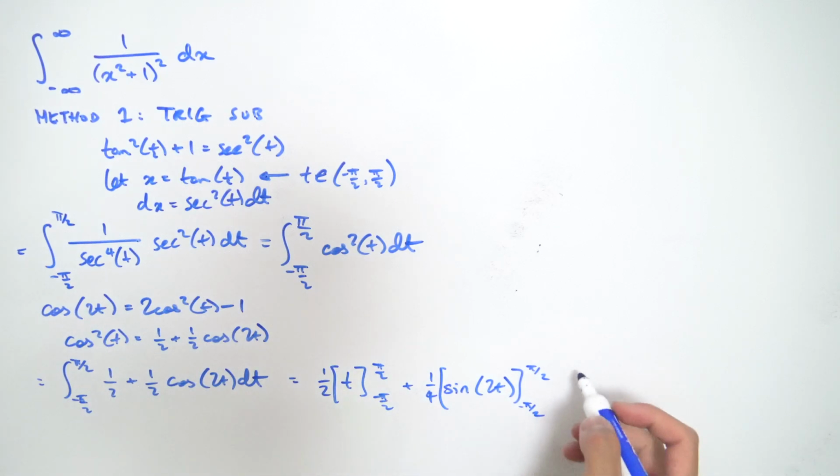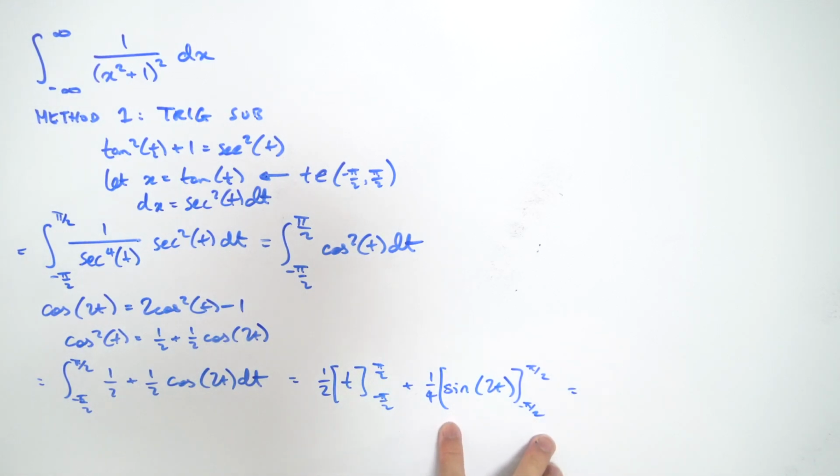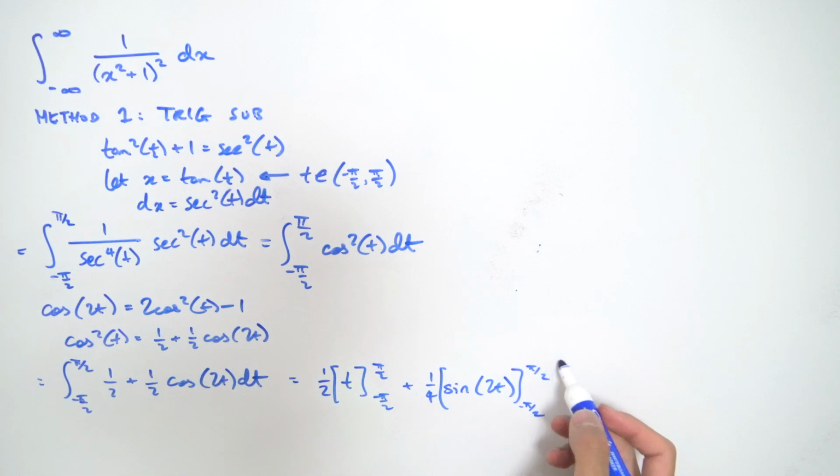And now all that's left to do is evaluate this thing. I want to take a look at the second term first, because notice if we plug pi on 2 into here, we're going to get sine of pi, which is 0, so this is gone.